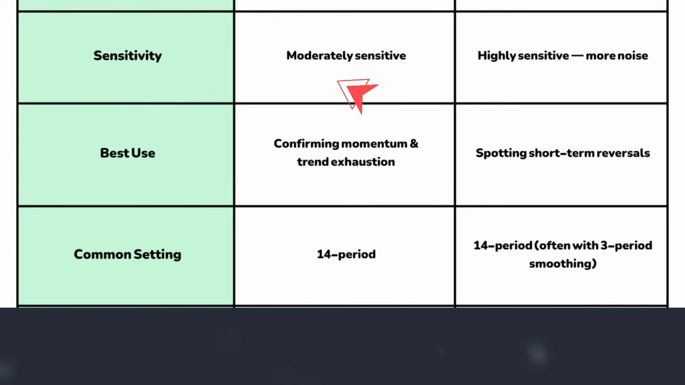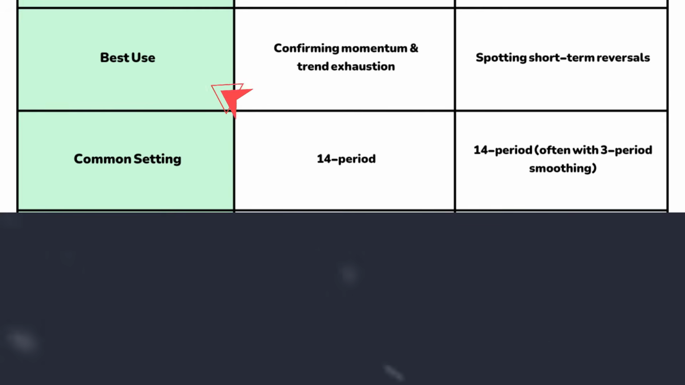Sensitivity. RSI is moderately sensitive and tends to filter out some of the noise. Stochastic is more sensitive and can give earlier signals, but that also means more false alerts in choppy markets. Best use. RSI is great for confirming momentum shifts and spotting trend exhaustion. Stochastic excels at detecting short-term reversals, especially in sideways markets.